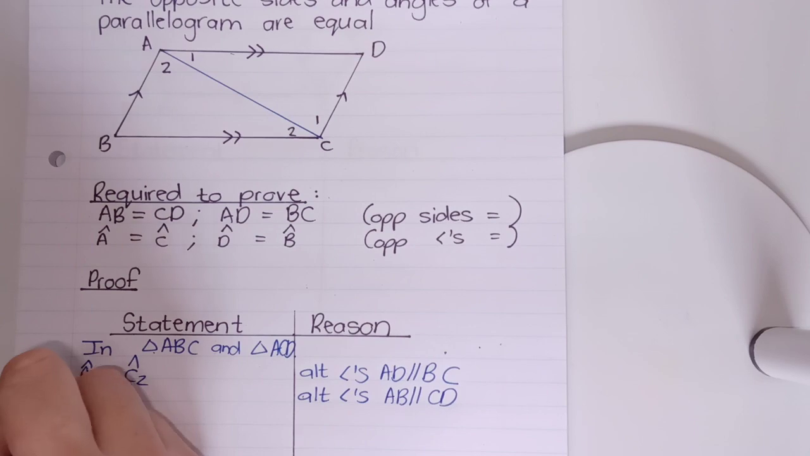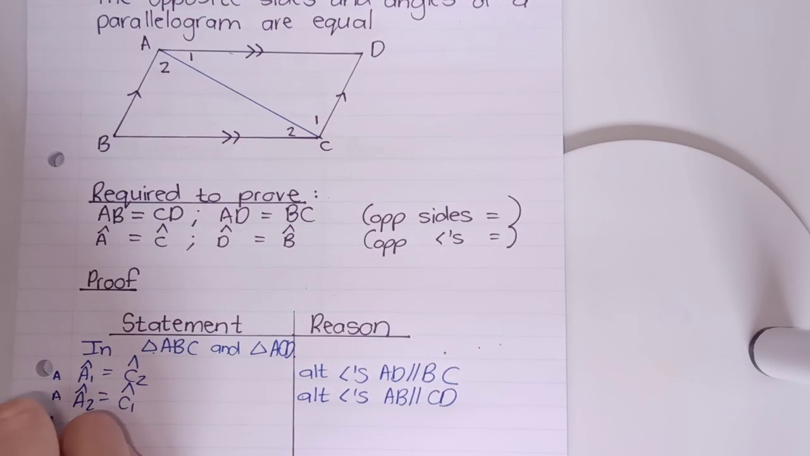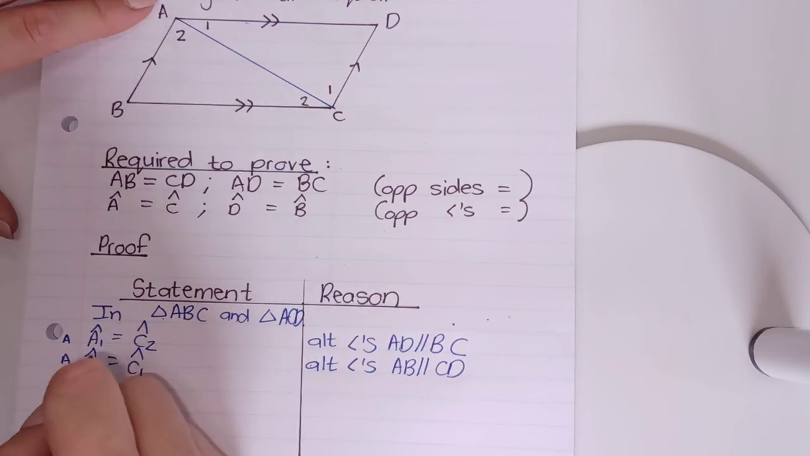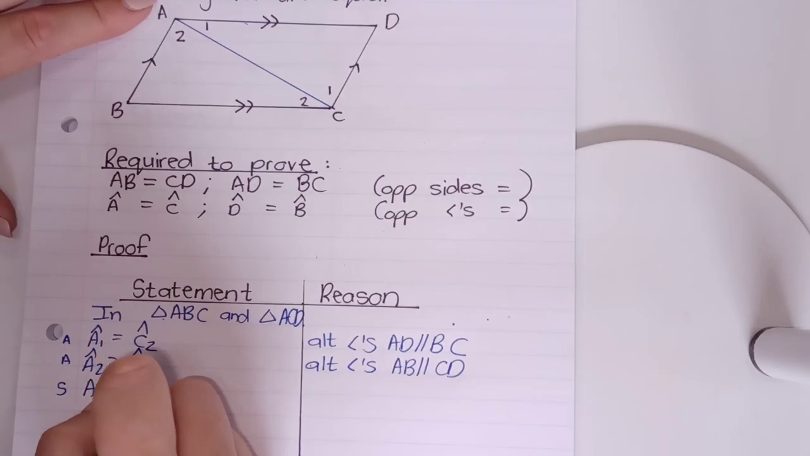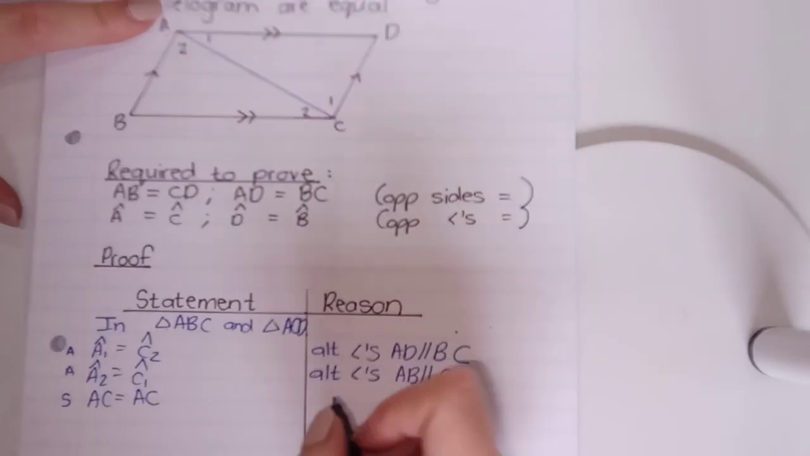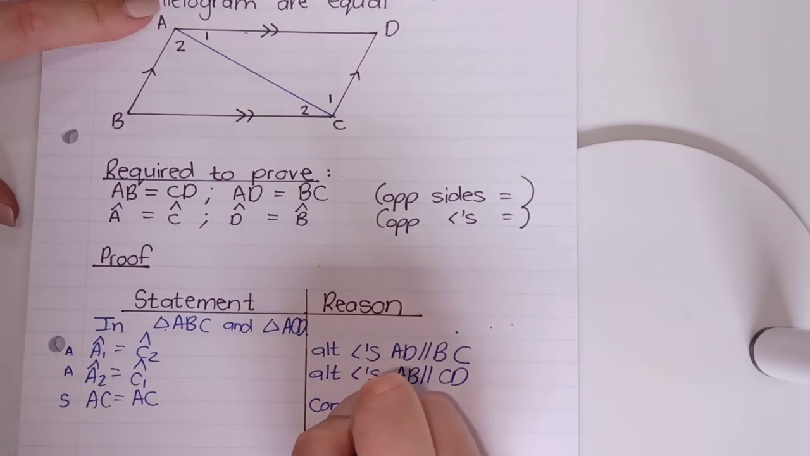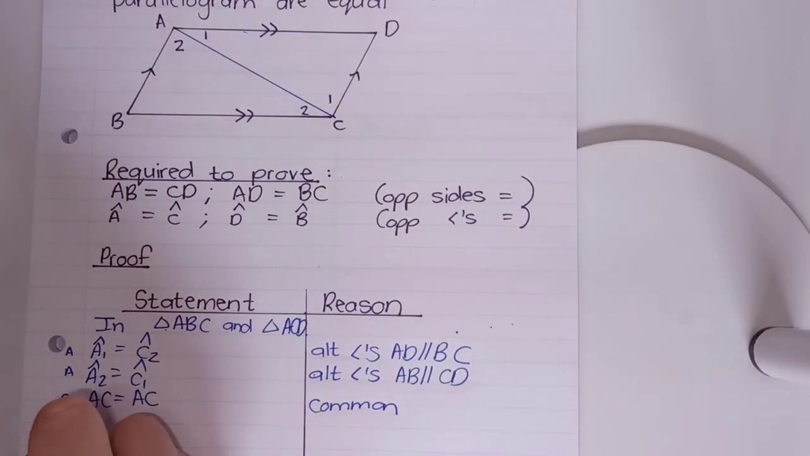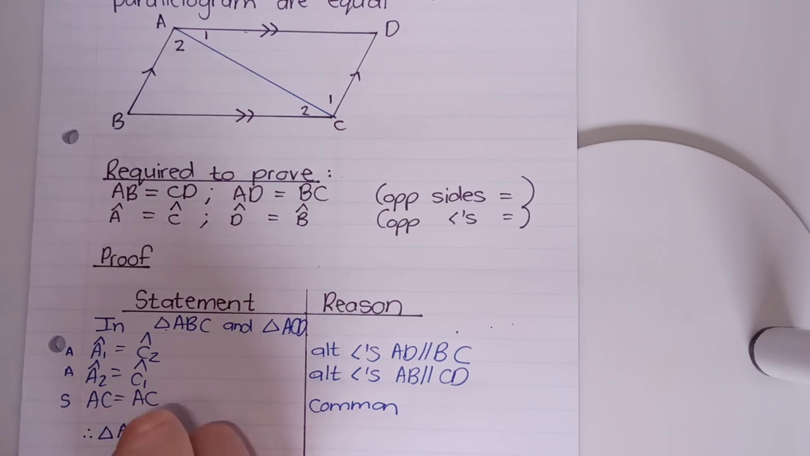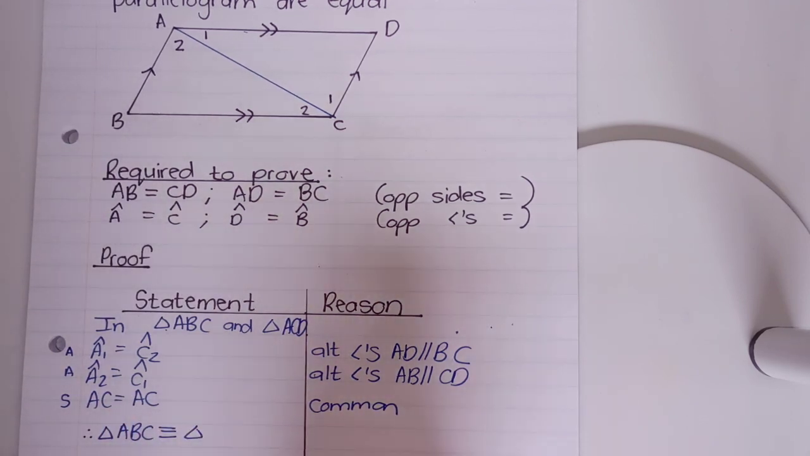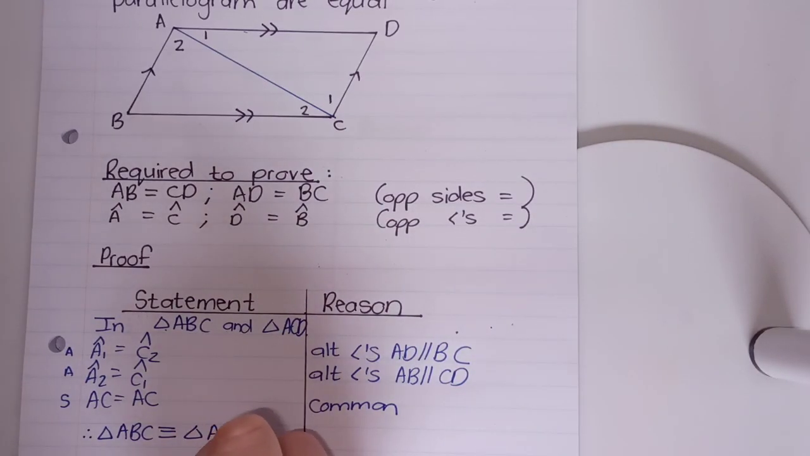And then lastly, because we've got angle, angle, we need a side, and the side to prove congruency is going to be AC is equal to AC, because AC is in common. They share the same line. So therefore we can conclude that triangle ABC is congruent to triangle ACD. And what have we proved with the congruency?